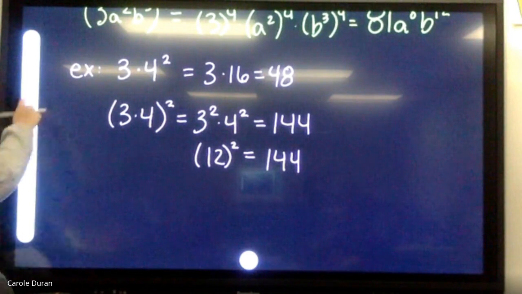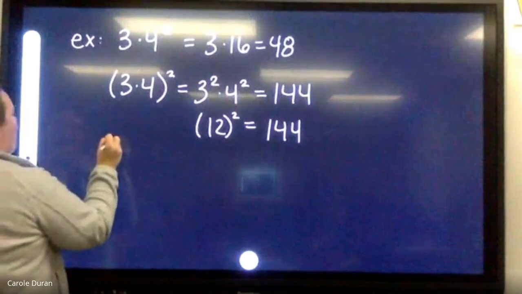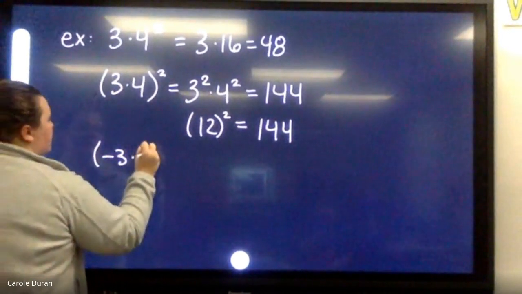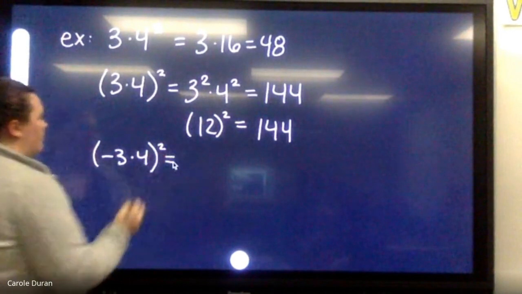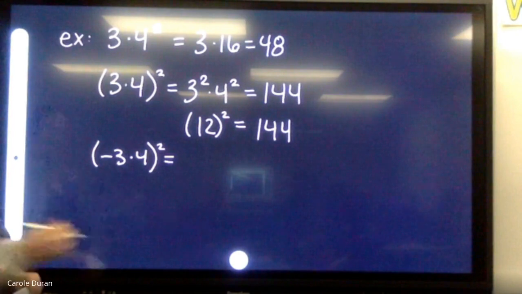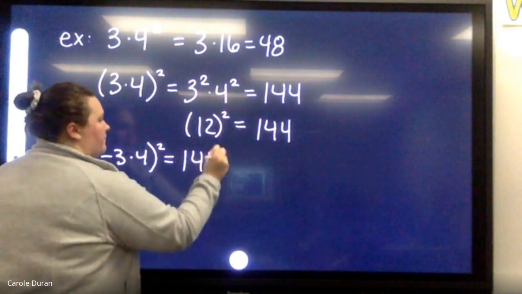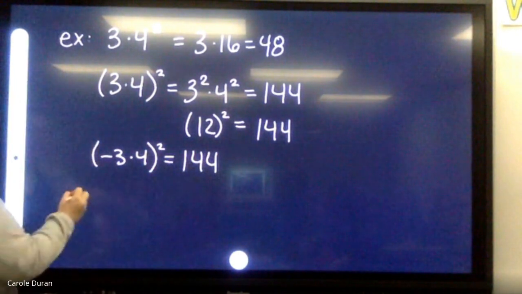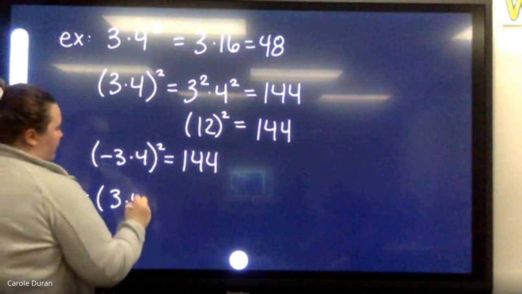What if I have negative 3 times 4, squared? Well, then it's still 144. Negative 3 times 4 is negative 12. Negative 12 squared is 144. What if I did the negative of 3 times 4 squared?